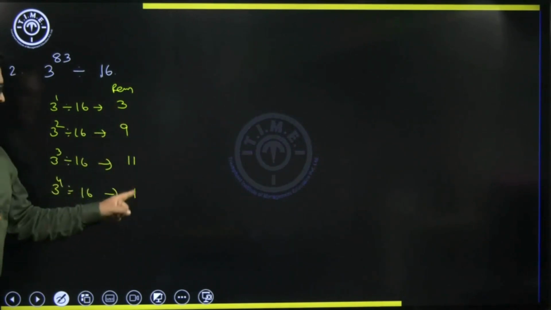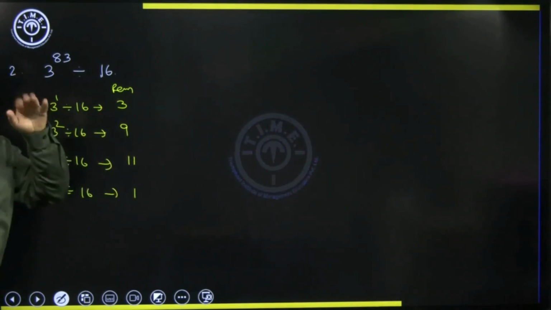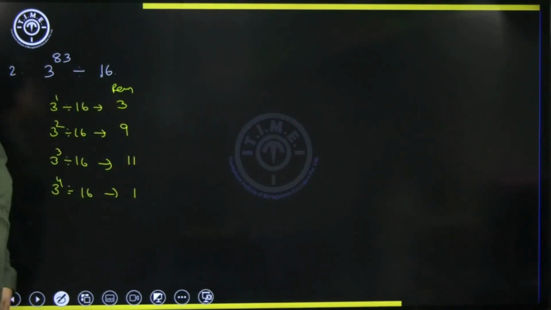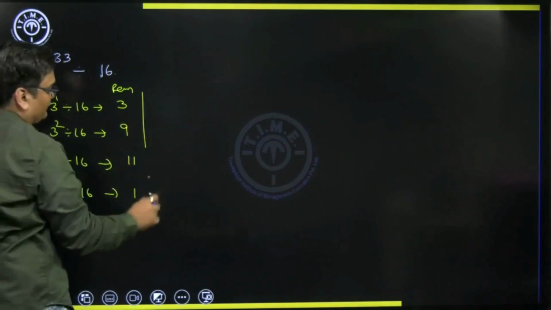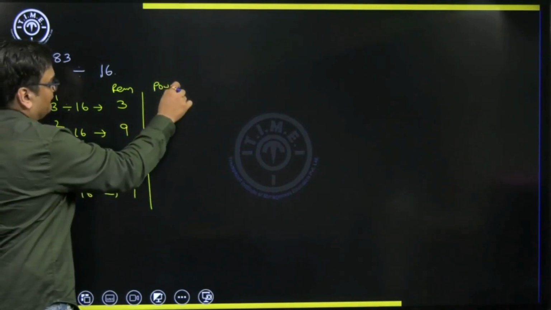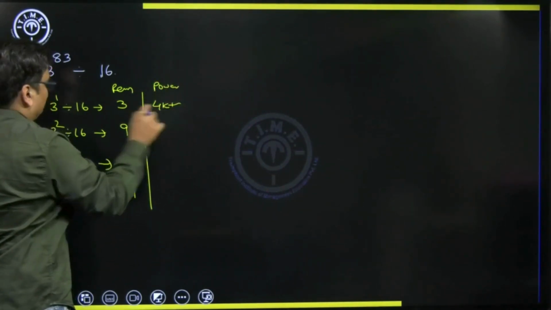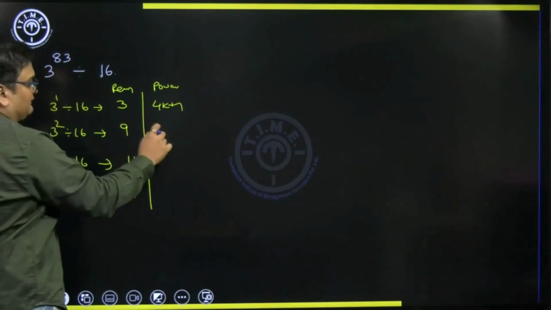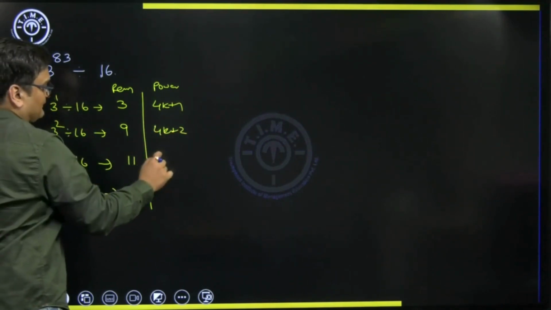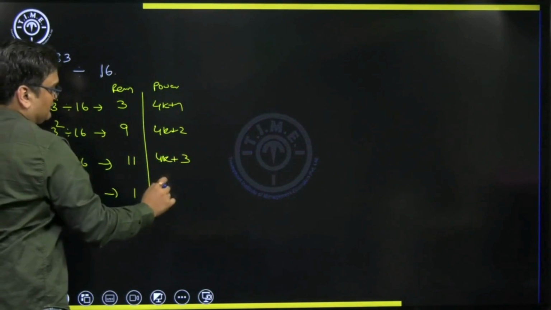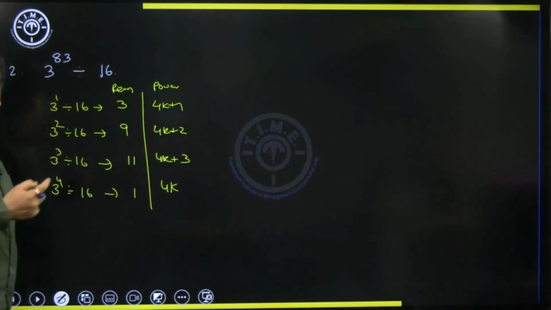Here, can I say the repetition pattern is of 4 digits? The cycle length is 4. Hence I'll start thinking about my power in terms of 4k plus 1, 4k plus 2, 4k plus 3 and 4k.